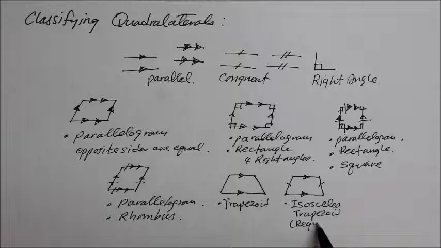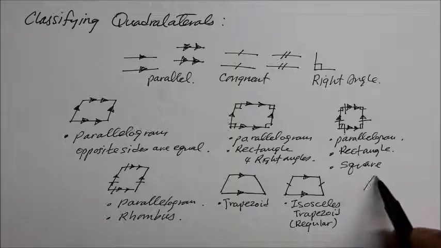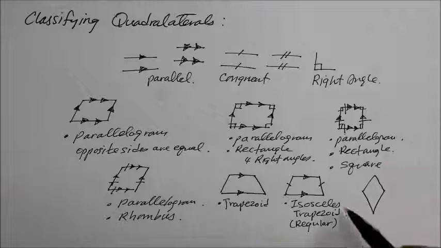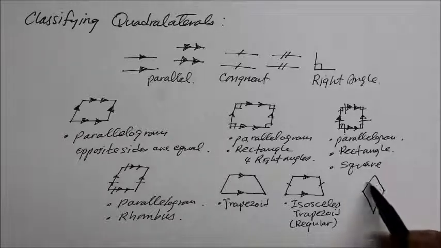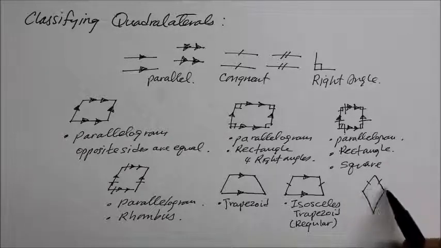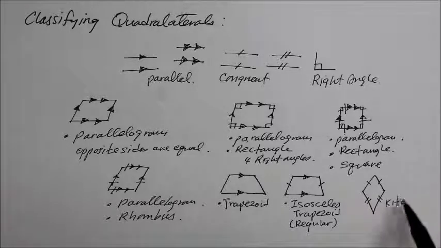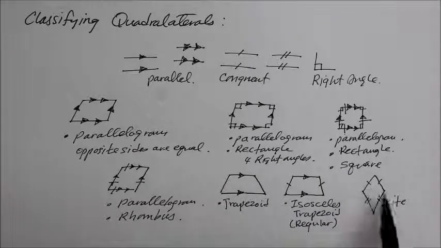Known as a regular trapezoid sometimes. And in a case where there are no parallel lines at all, but we have congruent sides, and it even looks like what it is going to be called, which is a kite. A kite does not have any of these characteristics except a pair of congruent sides.